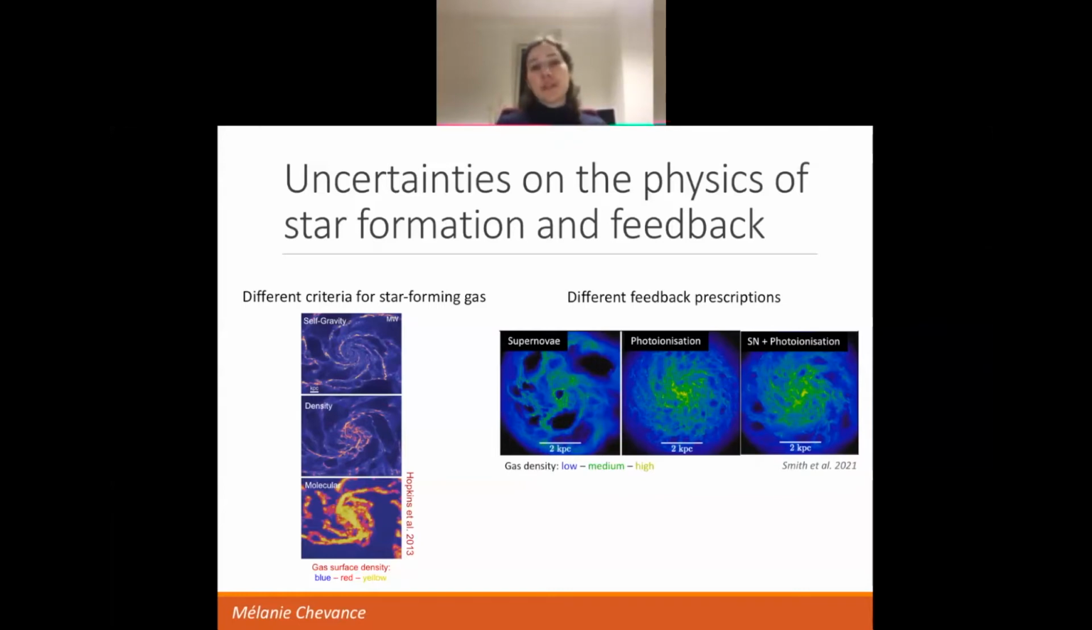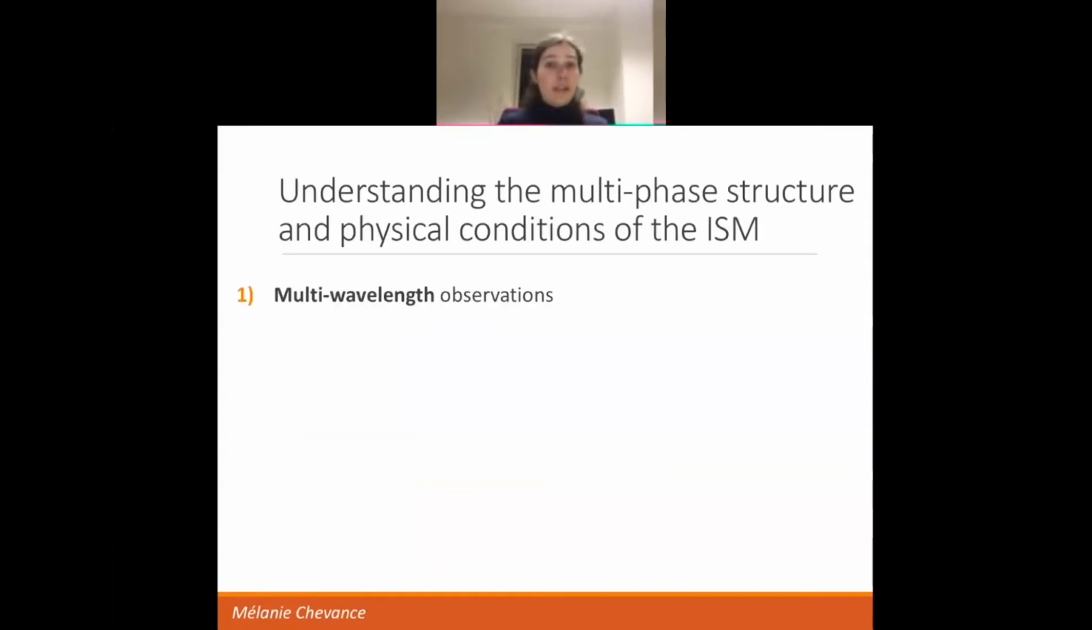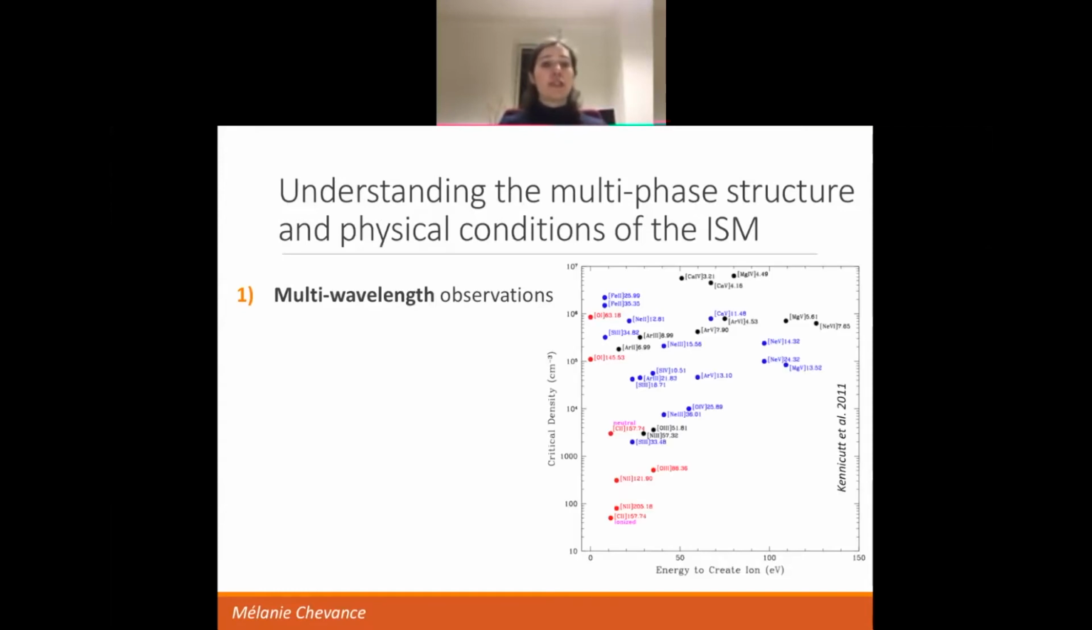And the way I want to approach this question today is by trying to answer part of it, which is: what is the reservoir of the star-forming gas, and what is the effect of feedback on the surrounding medium around star-forming regions? So to do that, we need to start by understanding the multi-phase structure and the physical conditions of the ISM. And this we can do using infrared observations, but using many of these line emissions, so multi-wavelength observations to probe these multi-phase structures.